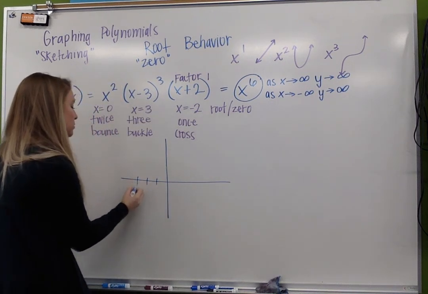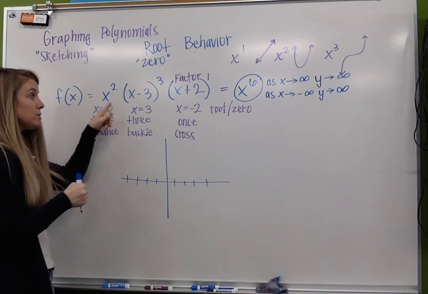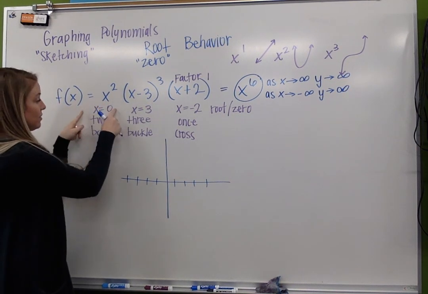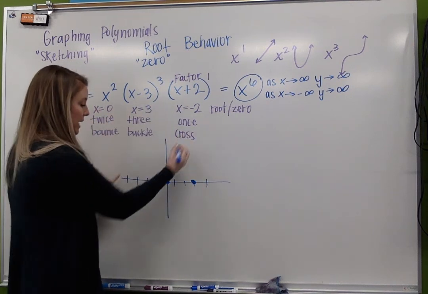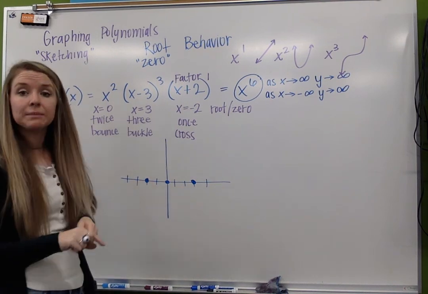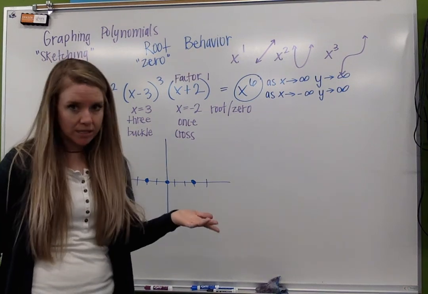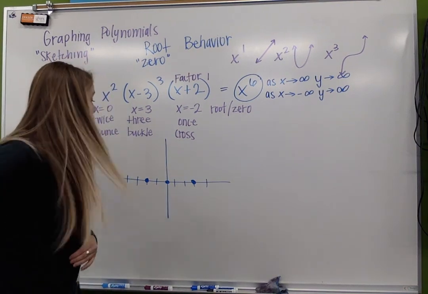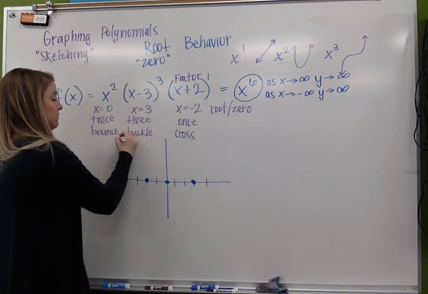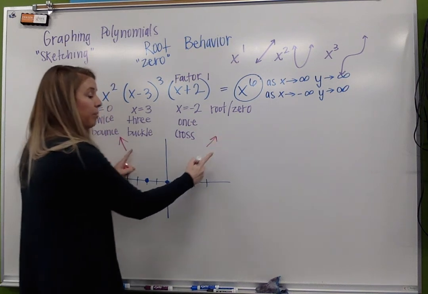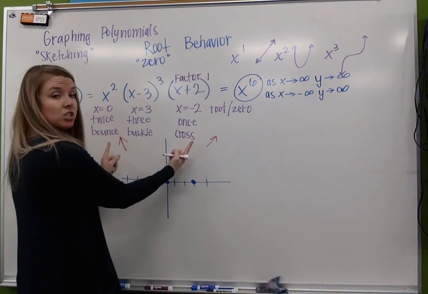Okay, 1, 2, 3, 4. So what I'm going to do is put my zeros on the graph. So we have 0, 3, and -2. These are the only places that I can cross the x-axis. They are my only roots, my only zeros. So that's the only time I can cross. So to graph this, I know that I'm going to start from positive infinity, and I'm going to end at positive infinity. Okay? Those two tell me the direction I'm going to start from.